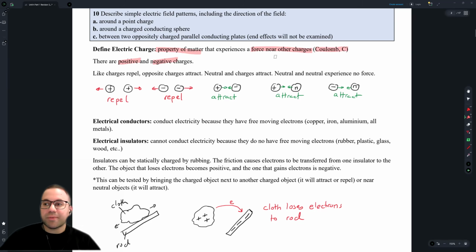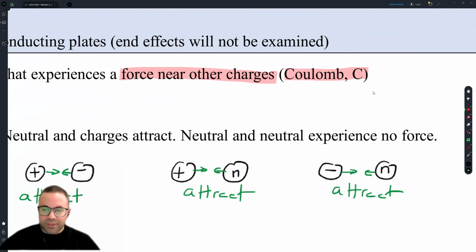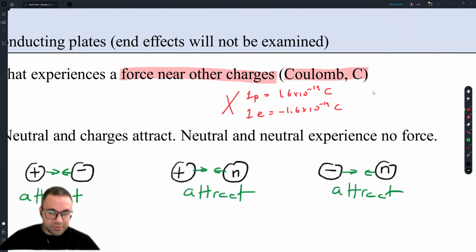Charge is measured in a unit called coulomb. Now, I want to focus on this for a second. The charge of one proton is 1.6 times 10 to the power of negative 19 coulombs. And the charge of one electron is negative 1.6 times 10 to the power of negative 19 coulombs. You don't have to memorize these. Please don't, okay? But what I mean is each proton or electron, like subatomic particle, isn't one coulomb of charge. It's actually a fraction of a coulomb.